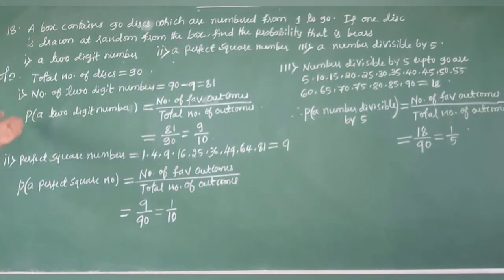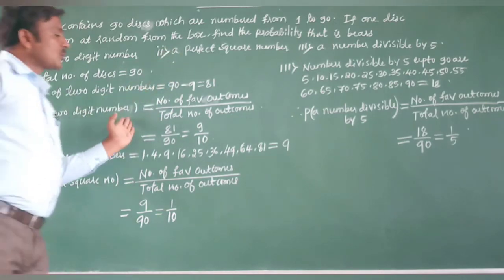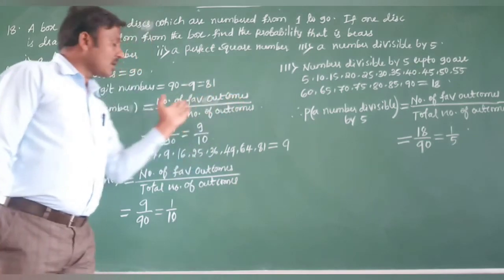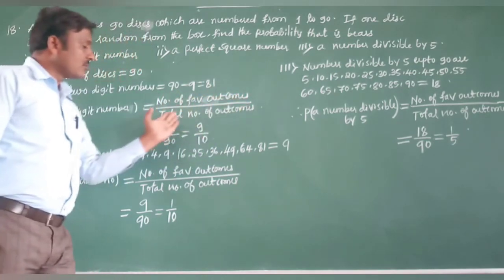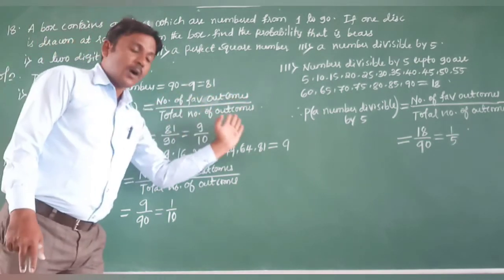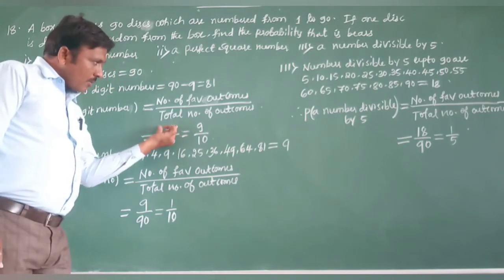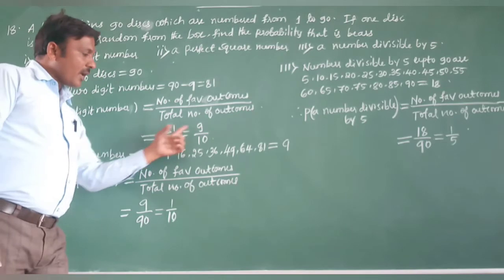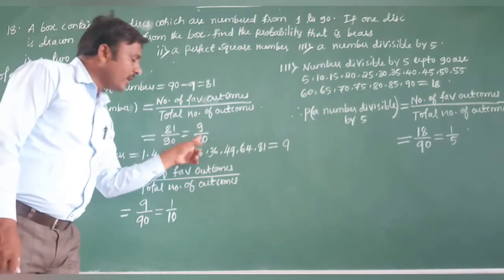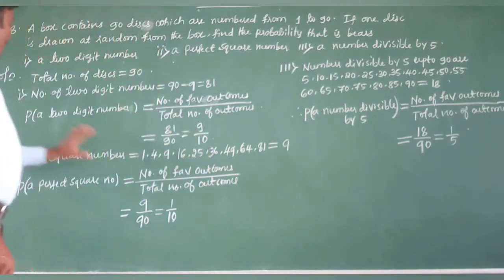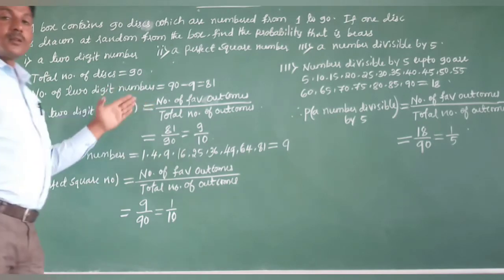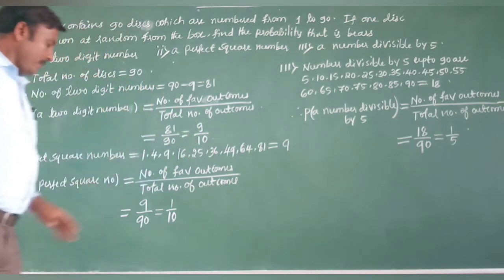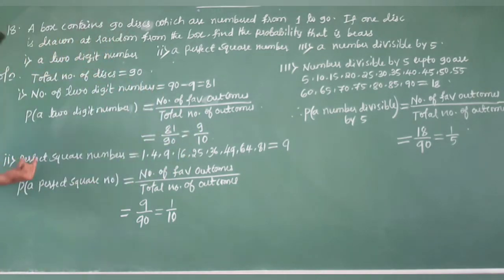So the probability of getting a 2-digit number is equal to the number of outcomes favorable to E divided by the total number of outcomes. So the number of favorable outcomes is 81, divided by 90. 9 nines are 81, 9 tens are 90, so 9 by 10 is the probability of getting a 2-digit number.